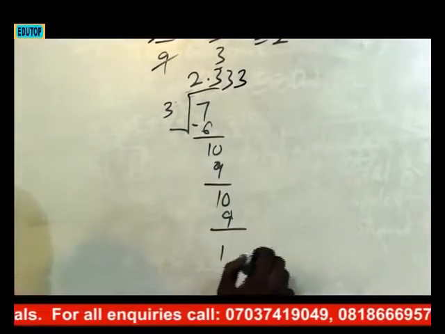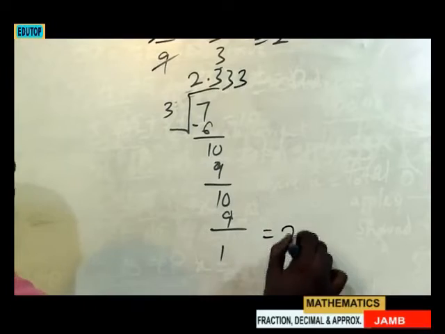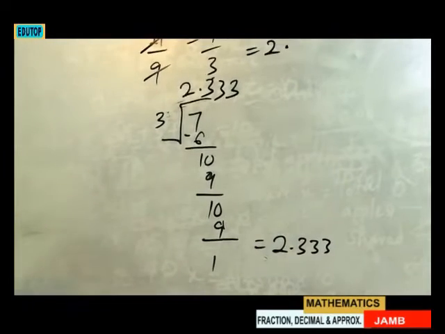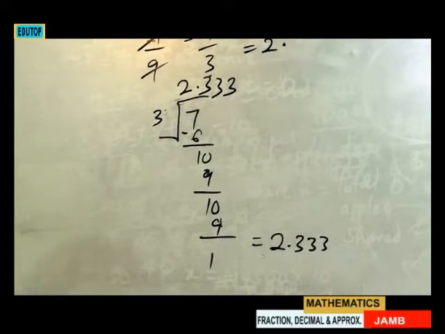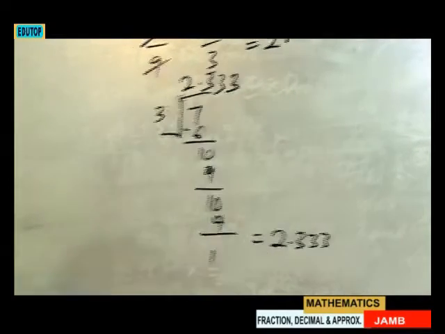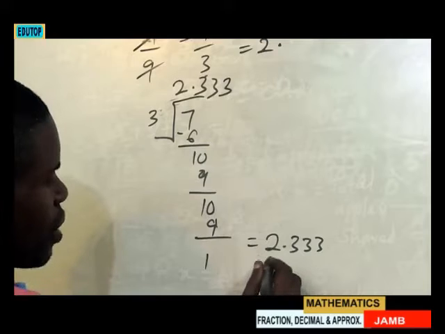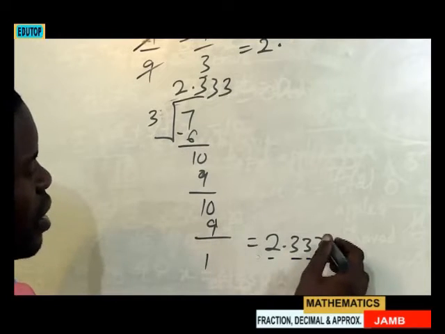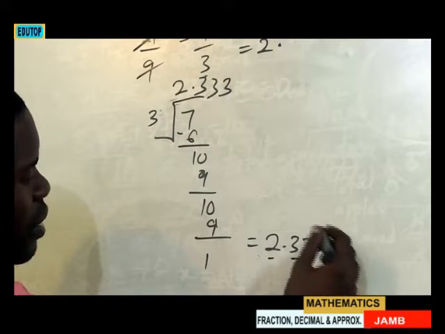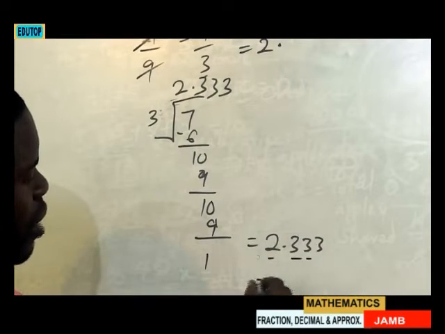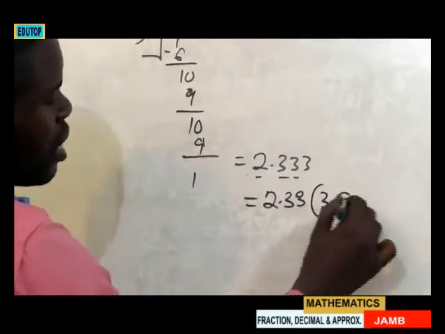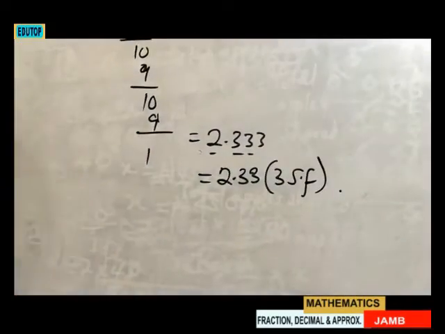So at this point, I'm going to be having 2.333. And the question asks us to convert to 3 significant figures. So that means 3 non-zero digits: 1, 2, 3. The next number to that is 3, which cannot be rounded up. Instead, we round it down, so it becomes 0. So at the end of the day, we're going to have 2.33. This is to 3 significant figures.